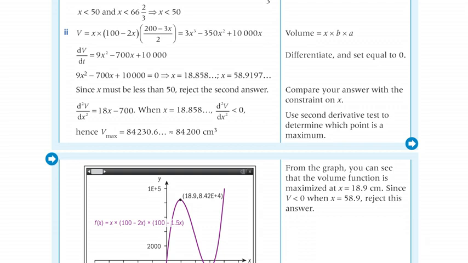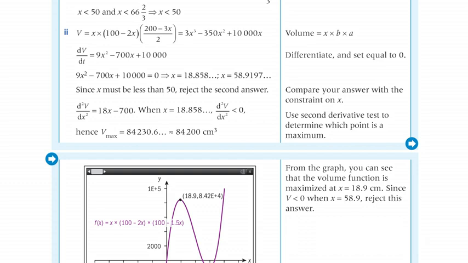This is where finding constraints first helps. You know already that x must be less than 50, so the second answer cannot be a solution. The only possible answer is x equals 18.9 centimeters to 3 significant figures. In order to justify that this x value will maximize the volume, use the second derivative test.